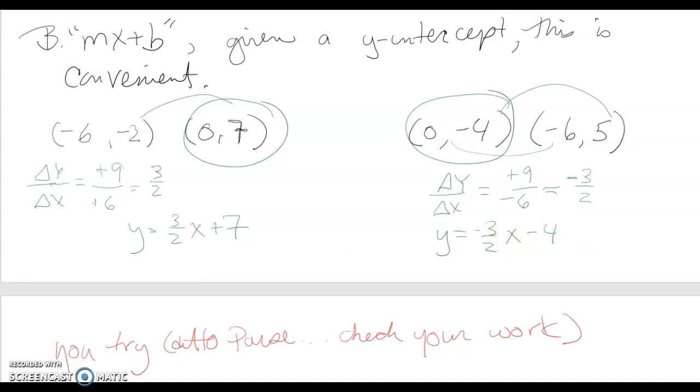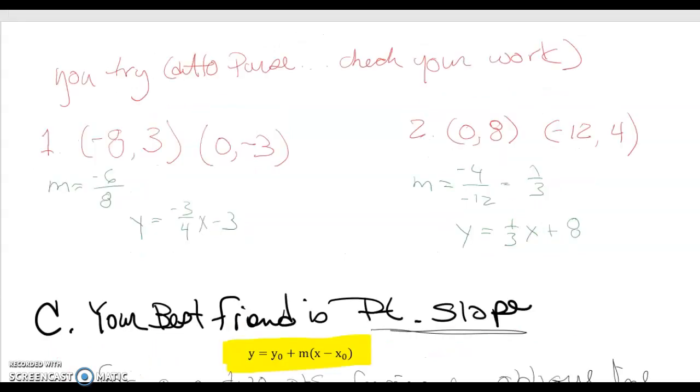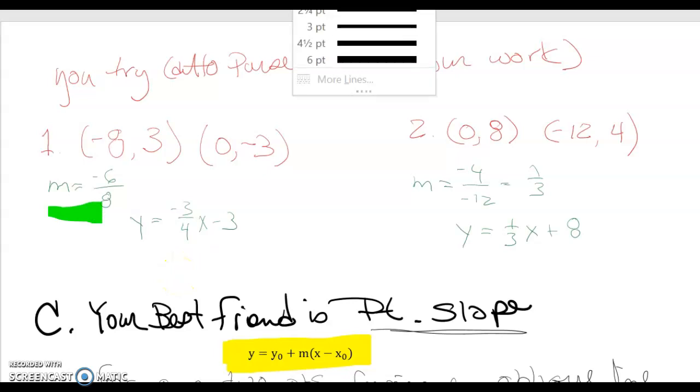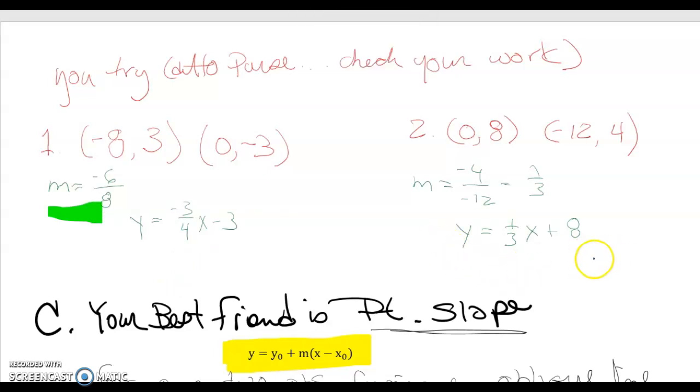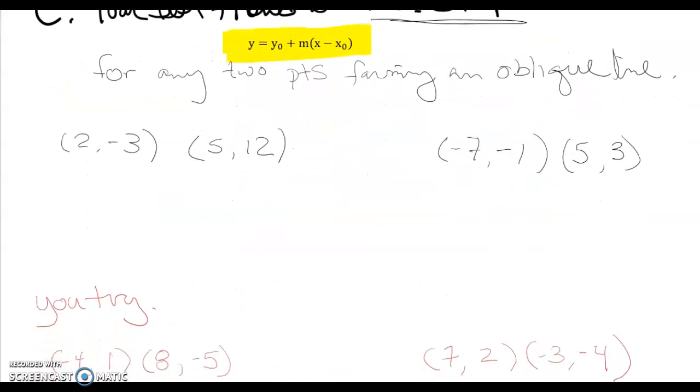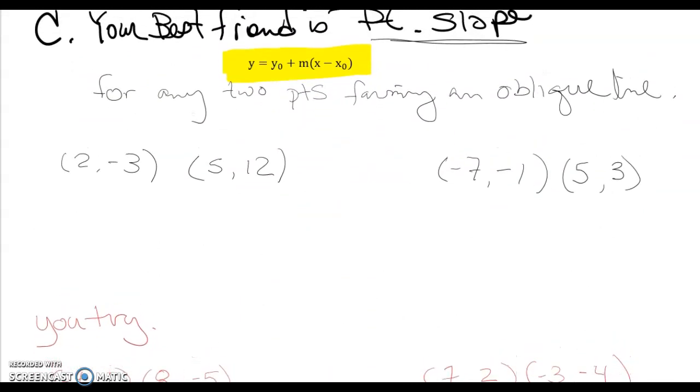Hit pause, and you can do the next couple on your own. So be careful with your slope. Always reduce your numbers, and use mx plus b. But your best friend this year is actually going to be point slope. So, when not given any particular special points, point slope is definitely your best friend, and it's something you're going to be using more and more in your subsequent classes. This describes any line that has a slope of m and goes through some point x naught, y naught.